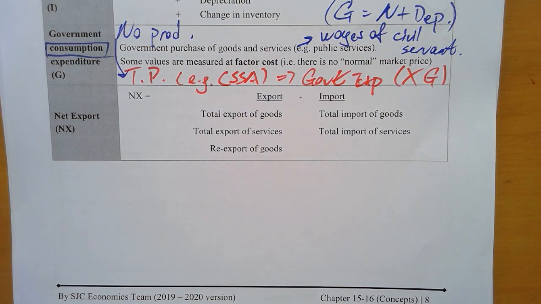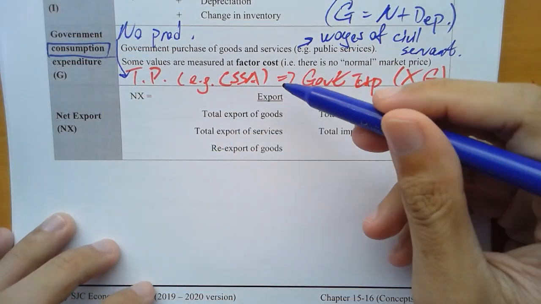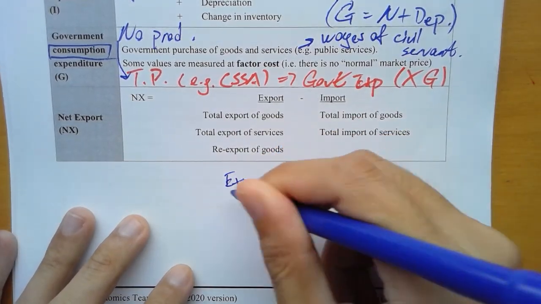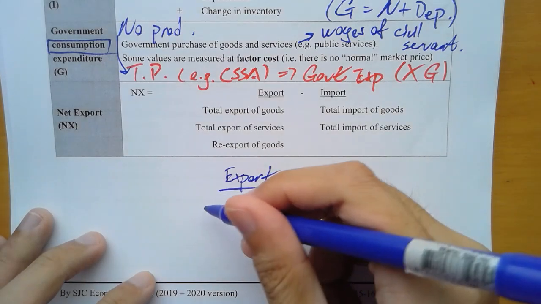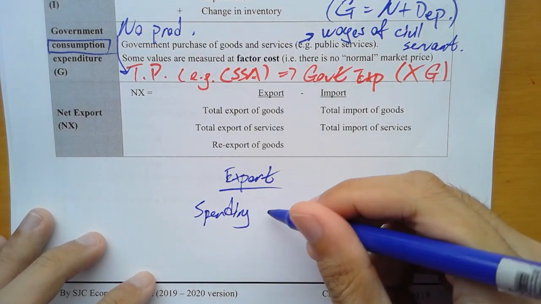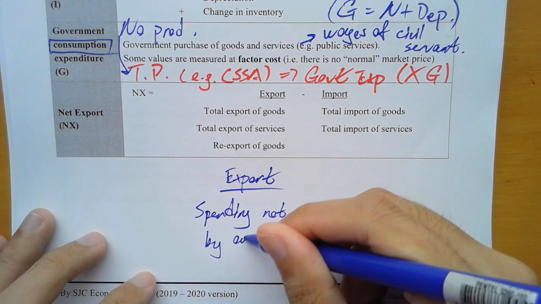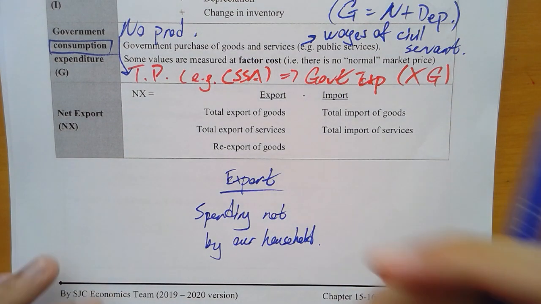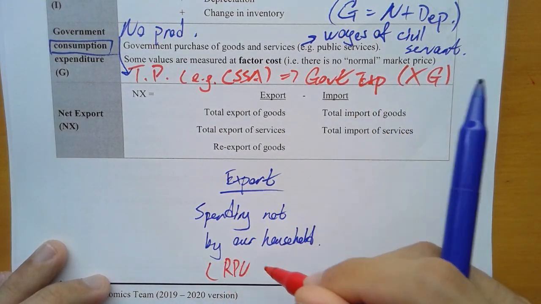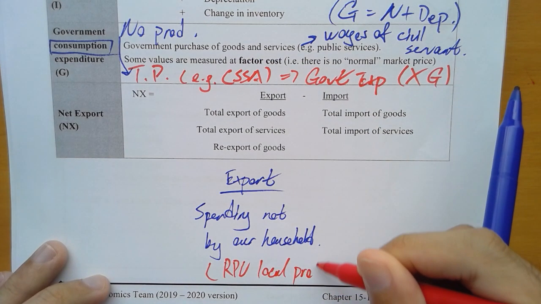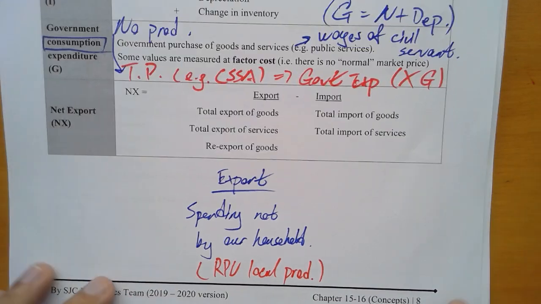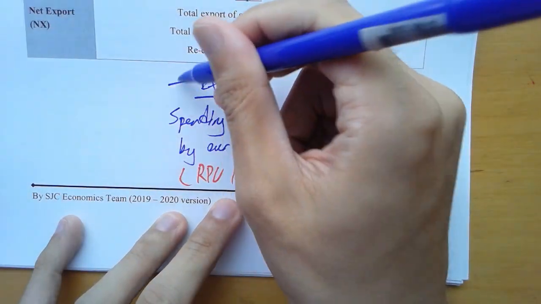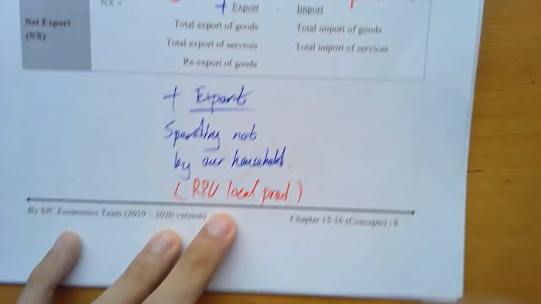Now finally, we have net export. How come we need to adjust for net export? Because net export equals export minus import. Think about it. Export is a spending, but not by our households. But you see this is still an RPU local production, local RPU made it, but it has not been counted yet. Therefore, we need to add in export.